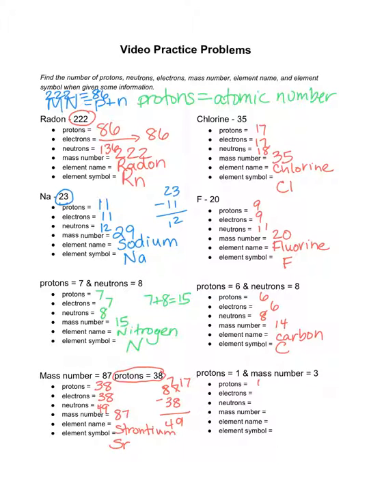I use my protons and my neutrons on the next one. 6 protons is the same as 6 electrons. I fill in 8 neutrons, and then my mass number is 6 plus 8, which is 14. 6 protons is carbon, so I write down carbon and the symbol is C. And then the last one, my protons is 1, so my electrons is 1. My mass number is 3, so my neutrons is 3 minus 1, which is going to be 2. So I'm going to write in 2 neutrons. The element name, what has 1 proton? That is hydrogen, so I'm going to write down hydrogen, and the symbol for it is capital H.